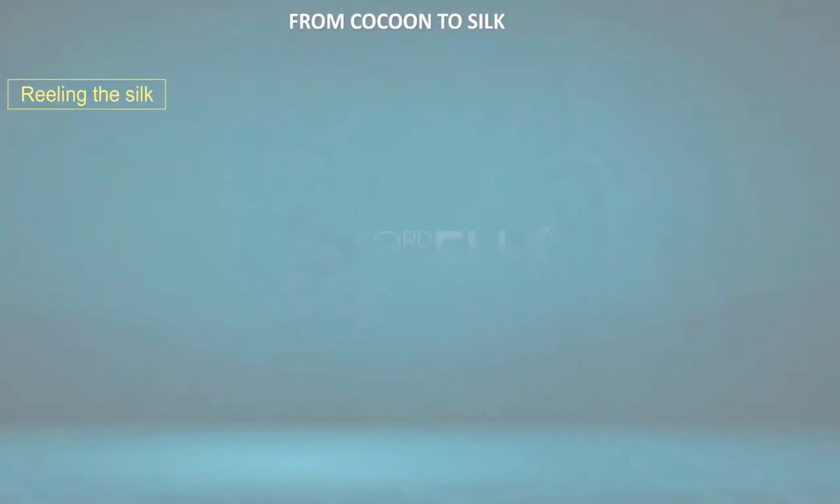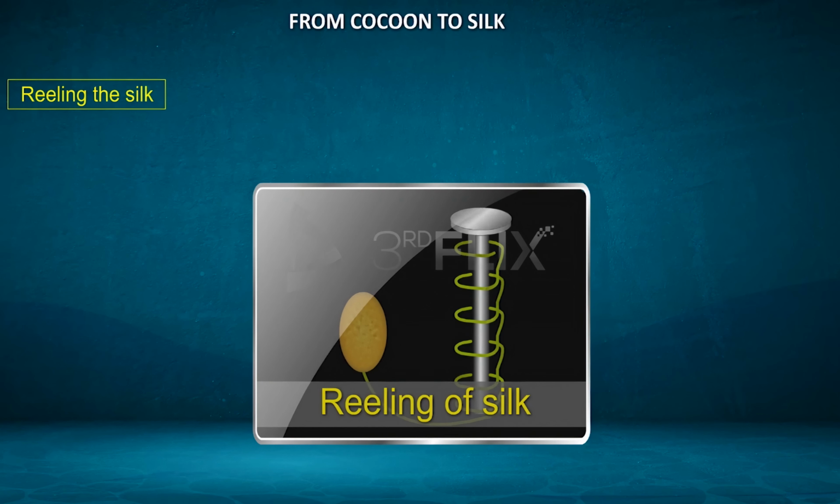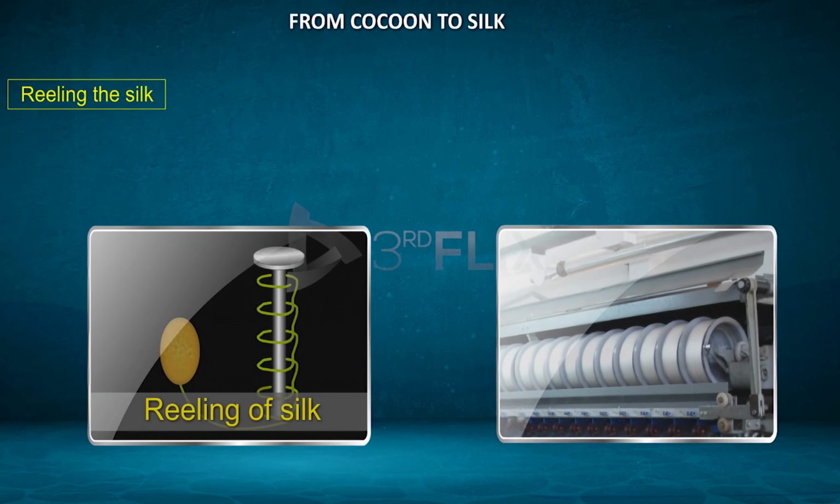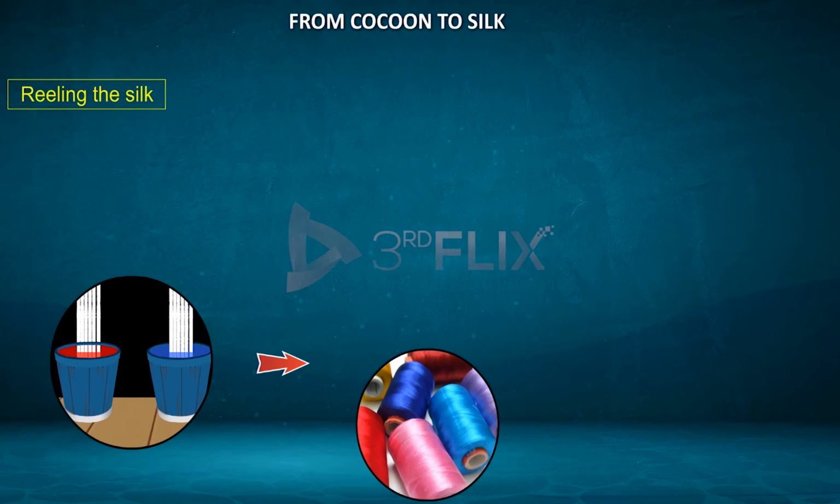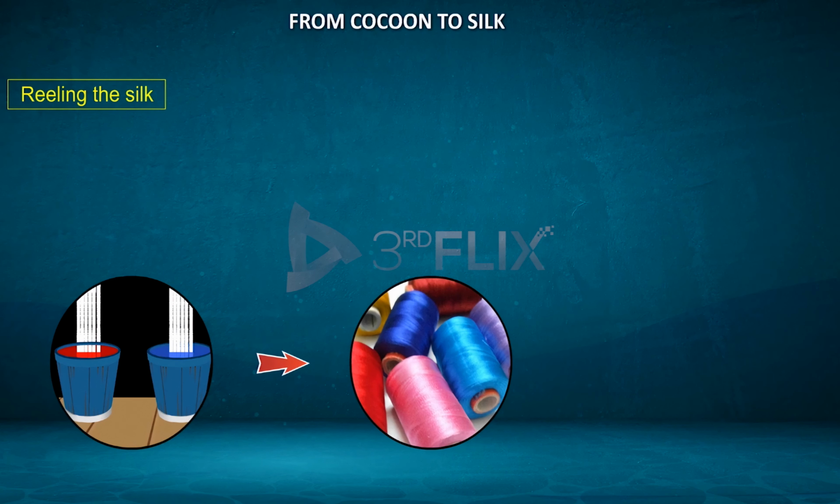Reeling the silk. It is defined as a process of obtaining threads from the cocoon. Specialized machinery is used for reeling. These threads are first dyed and then wound into reels. Fabrics are produced using these thread reels.